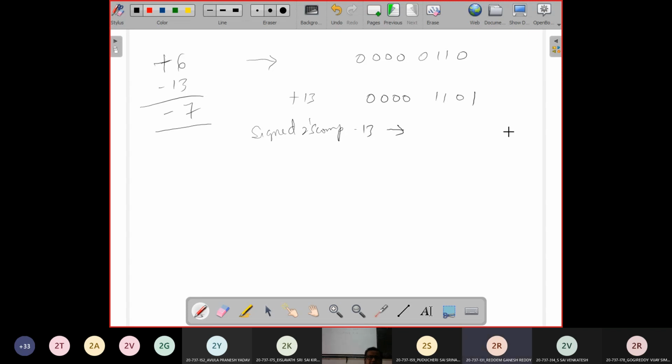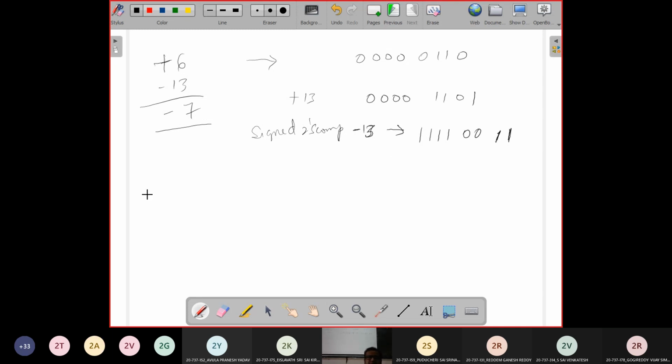Yes? So this will be 1 here. This will be 1. This will be 0, 0, followed by 4 ones. Is this correct? This is the signed 2's complement representation of minus 13. This is how you represent minus 13 in signed 2's complement form. Am I clear till this point?